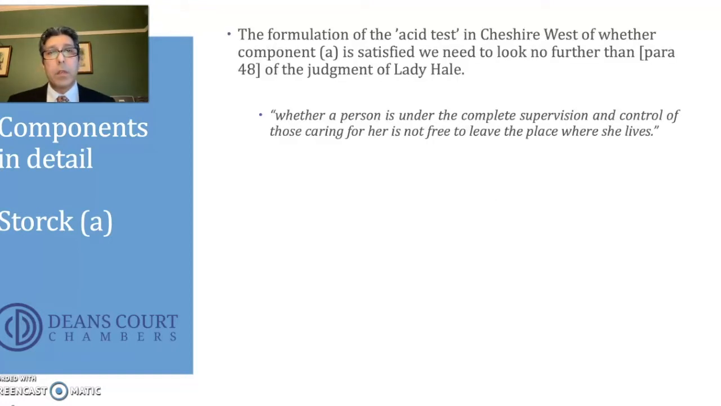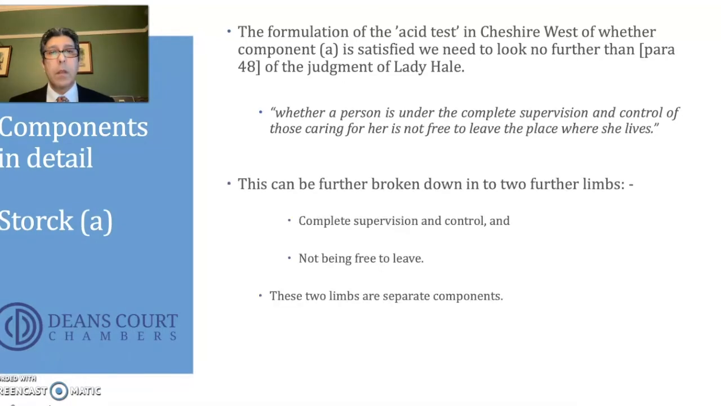So the question, what is confinement, is again neatly laid out within the judgment of Cheshire West by Lady Hale, when she says whether a person is under the complete supervision and control of those caring for her and is not free to leave the place where she lives. In short, this can be broken down into 2 limbs. Is the person under complete supervision and control? And are they free to leave? These 2 limbs are separate components.